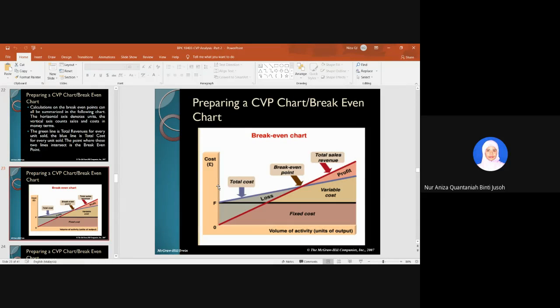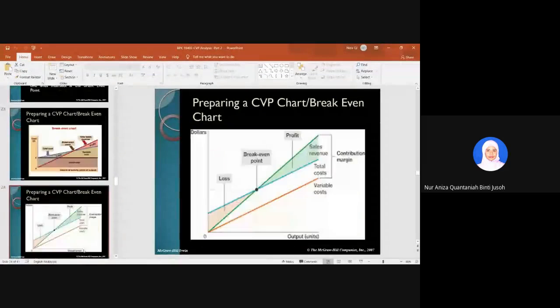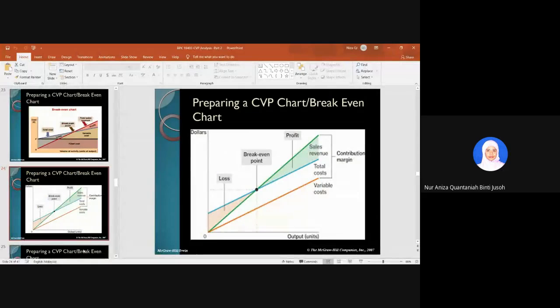So that is preparing the CVP chart based on the situation that was given above. These are the steps, an example of how to make a CVP chart.